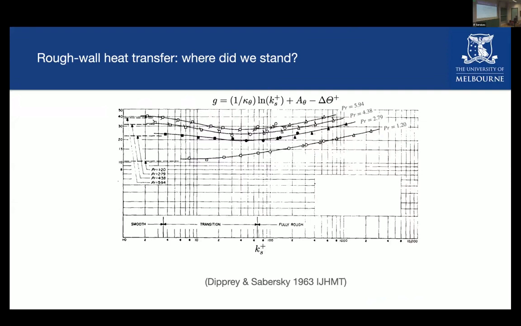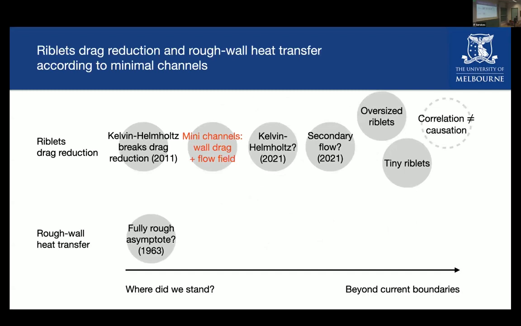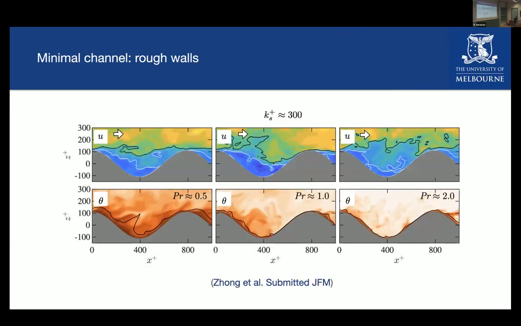And this has been extremely difficult up till now. And you know what I'm going to do? I'm going to say use the minimal channel. And so without further ado, I'm going to show you some colorful pictures that Kevin Chung prepared. This is in the fully rough regime. The top row is the velocity going from left to right, and the bottom row is the temperature for increasing Prandtl number. So you can see with increasing Prandtl number, the conductive sublayer becomes very, very thin.